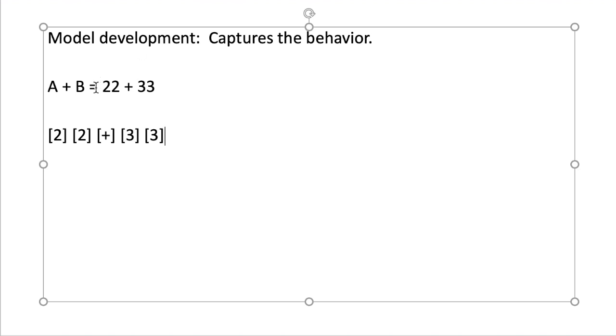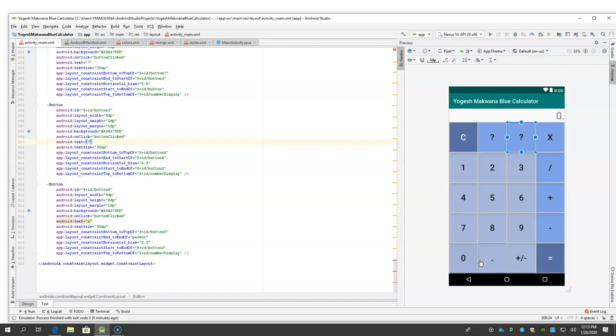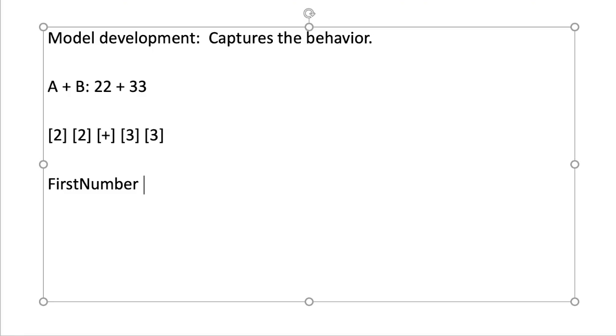Right? So this is the sequence of events that is happening. In our model, we need to know when a digit is being pressed, when the app is started. So far, we're just talking about the first number. And as soon as an operator is pressed, we know that the user has finished typing the first number, right?